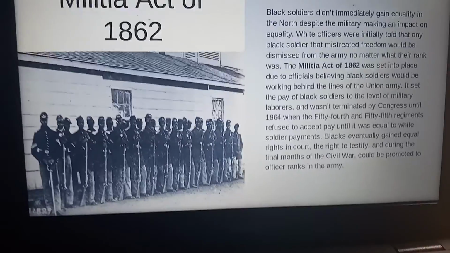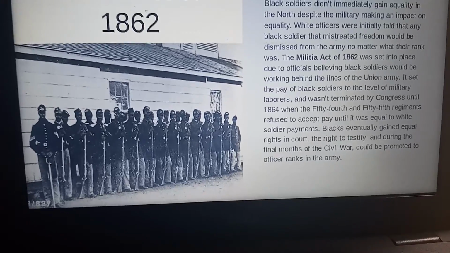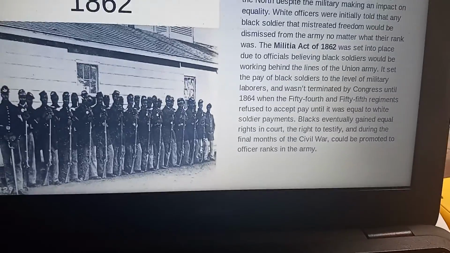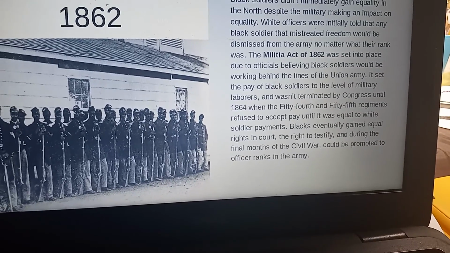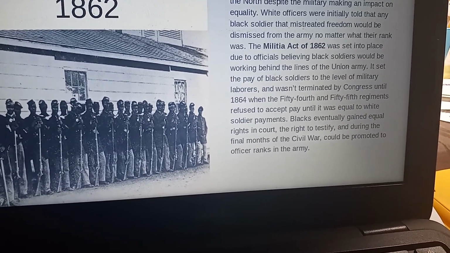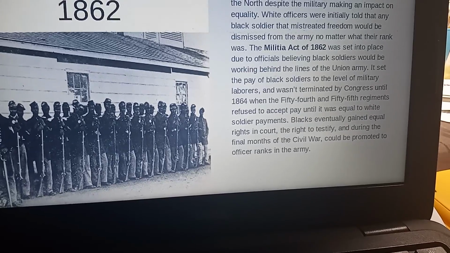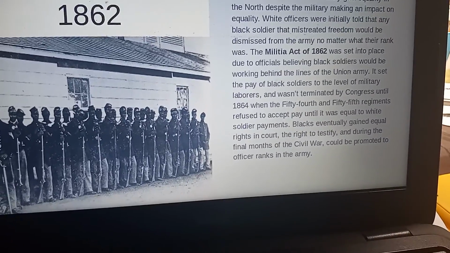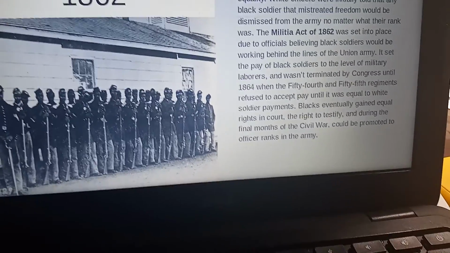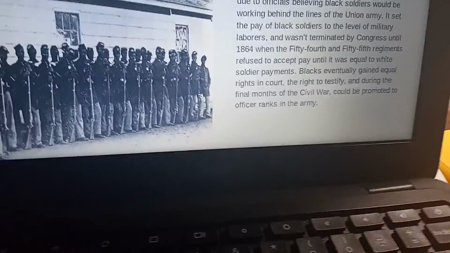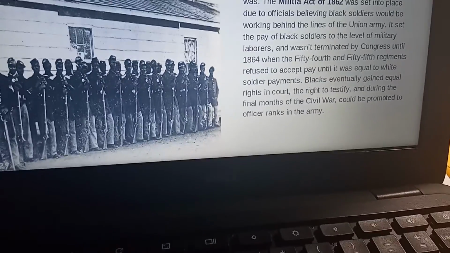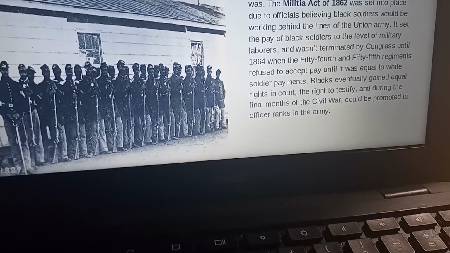It set the pay of black soldiers to the level of military laborers and wasn't terminated by Congress until 1864, when the 54th and 55th Regiments refused to accept pay until it was equal to white soldier payments. Black people eventually gained equal rights in court, the right to testify, and during the final months of the Civil War would be promoted to officer ranks in the Army.